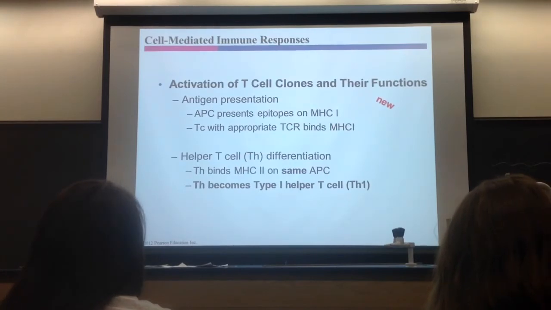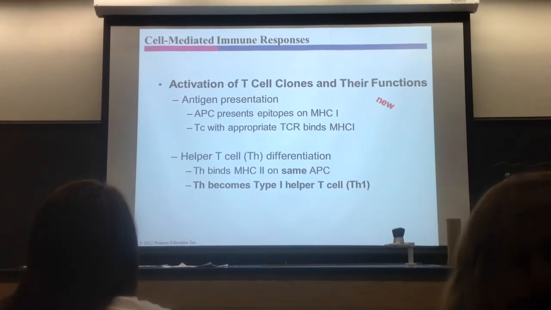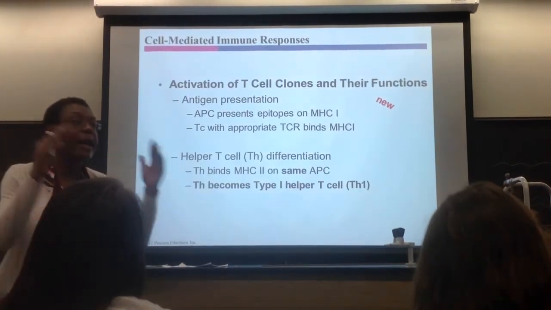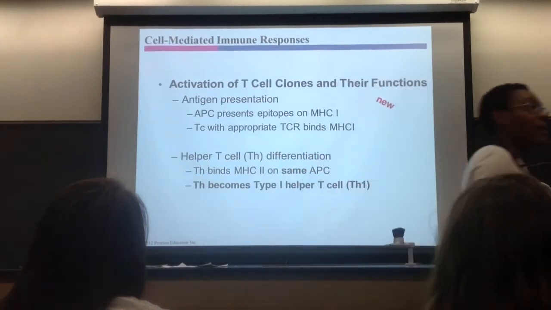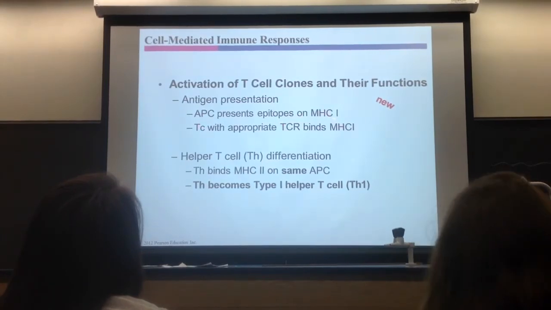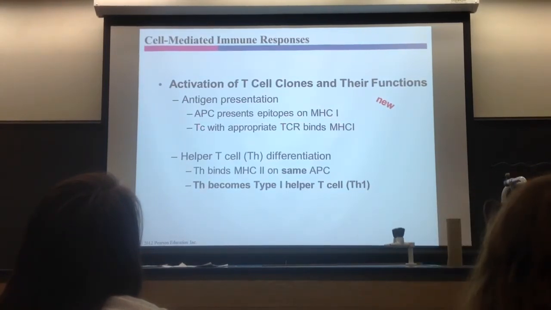And I said a few slides back, didn't I say that T cells do not directly bind epitopes? They have to bind an epitope that's complexed with what? An MHC, okay? So we've got a dendritic cell, for example. It can be any APC. He presents his epitope on his MHC1. This guy sees it, and with his TCR, he binds it. That's the same MHC1. They've got the same one.